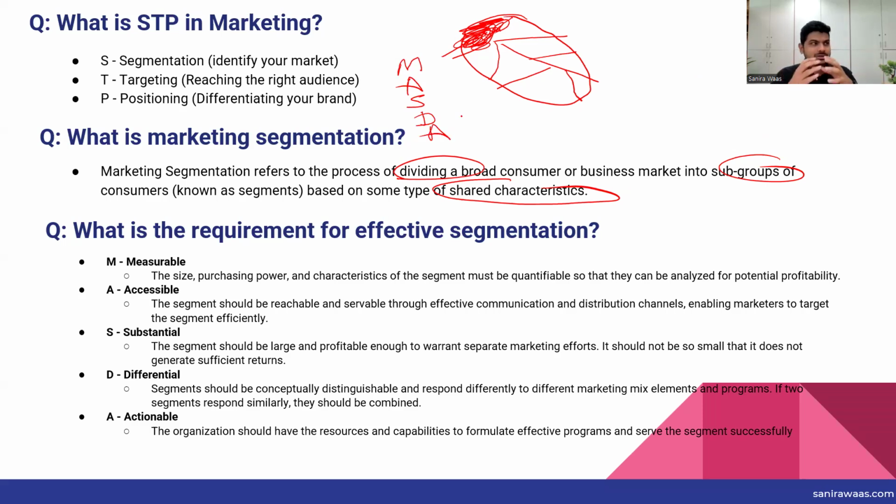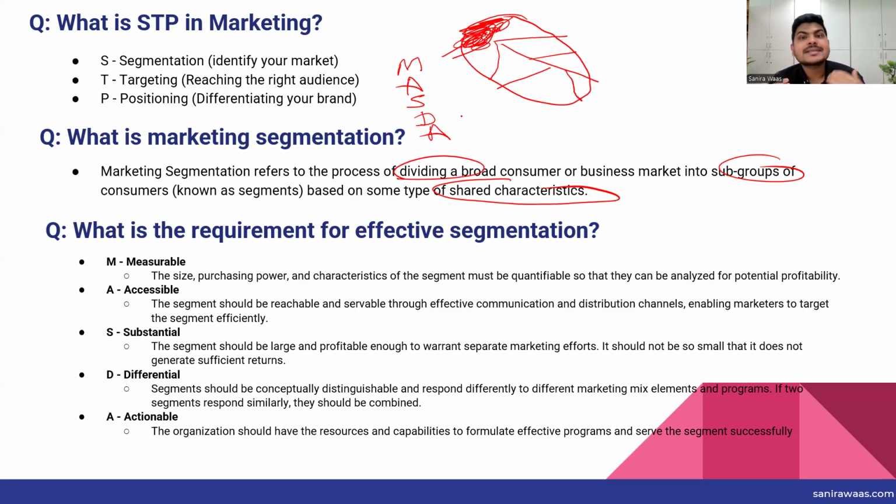Your segment should be measurable, maybe based on its size. If you have ever run a Facebook ad, you will notice this. Whenever you run a Facebook ad, they show you the audience size, in millions. So the segment should be measurable.